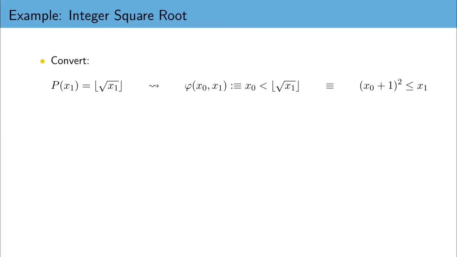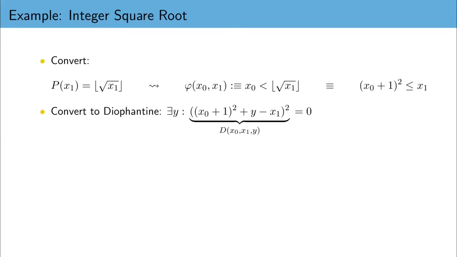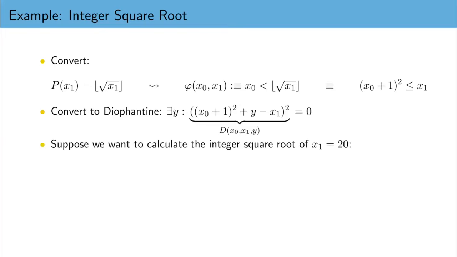Now, we don't actually need the MRDP theorem here. We can just convert this directly to the inequality (x0 plus 1) squared is less than or equal to x1, which we can convert to the Diophantine representation. There exists a y such that (x0 plus 1) squared plus y minus x1 is equal to 0. And let's actually square our polynomial so it's always non-negative for convenience. And we'll call this resulting polynomial D. Now suppose, for instance, we wanted to calculate the integer square root of 20. Assign x1 to that value and count the number of zeros of D that we can find.